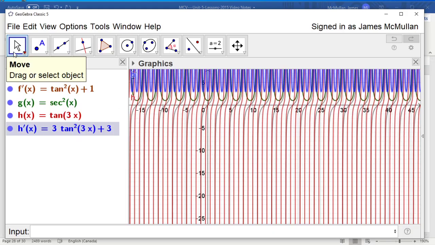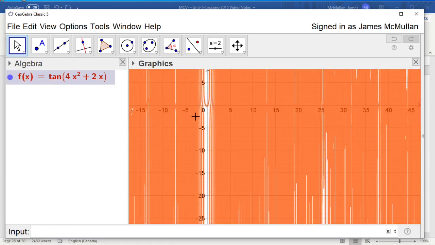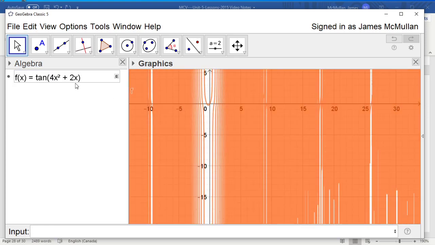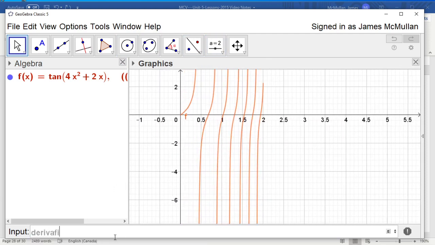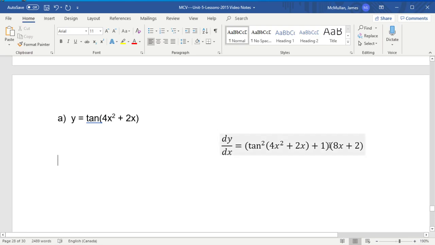Okay? Again, this is easily checkable on GeoGebra, excuse me. You have tan of 4x squared plus 2x. I said easily checkable, but maybe let's just draw this function between 0 and 2. Okay, so there's our function. Take its derivative. Okay, 8x plus 2 is in the bracket. 1 plus tan squared is in a bracket. And then inside tan is the 4x squared plus 2x, exactly what we said. Okay, so that's that one.